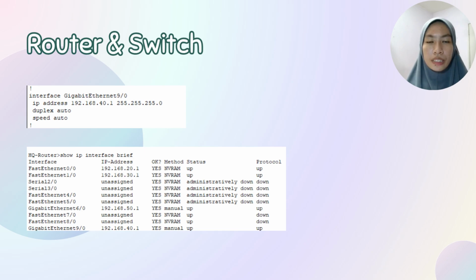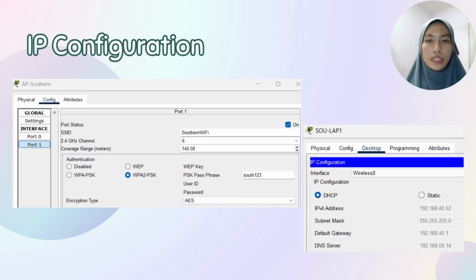Here you can see that interface GigabitEthernet 0/0 is configured with IP 192.168.40.1, and DHCP is set up to assign IPs from .11 onward. Moving on to the IP configuration for each device, we can see the configuration for both the access point and the laptop. Based on this picture, the laptop is connected to the Southern Wi-Fi SSID and successfully receives an IP via DHCP, confirming the wireless and DHCP setup is working.